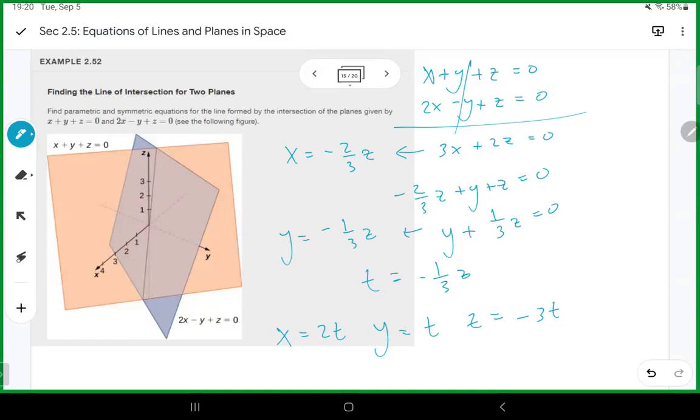for your parametric. Okay, so that's your first part. And then your second one is a little bit nicer. You would end up with x over 2, y, z over negative 3.